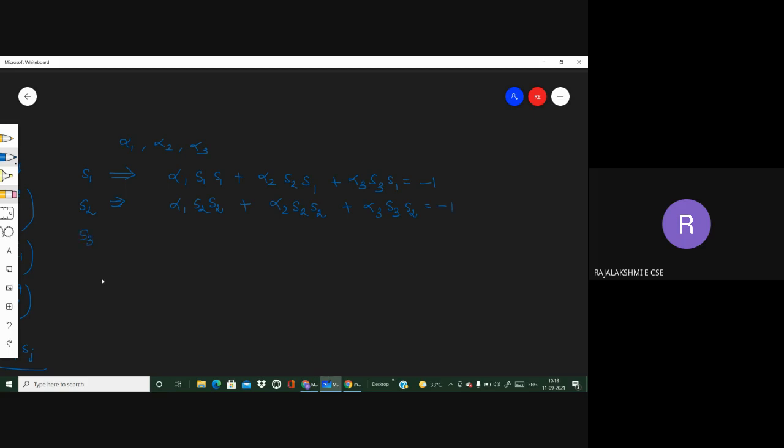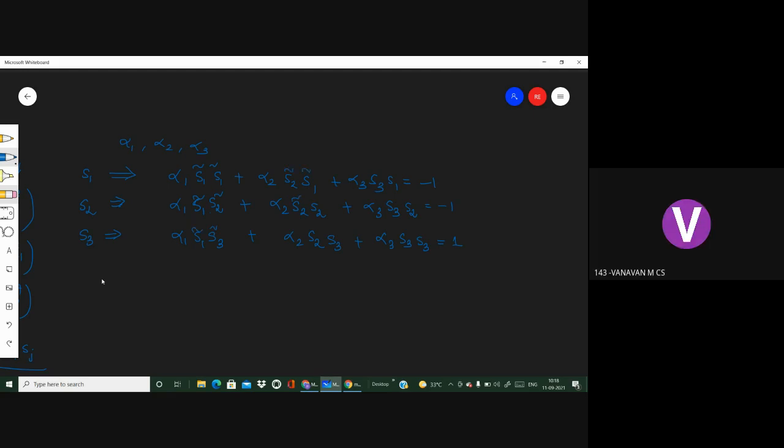Again, I'm taking S3. This is alpha 1 into S3. Sorry, I have made a mistake over here. This is what it is. Alpha 1 into S1, S2, S3. Okay, so this is S1. So alpha 1 into S1 plus alpha 2 into S2 plus alpha 3 into S3. So depending upon S3, I'm writing this. Therefore, S3, S3, S3. This is a positive class. Therefore, it is 1. Clear with these equations? Clear?